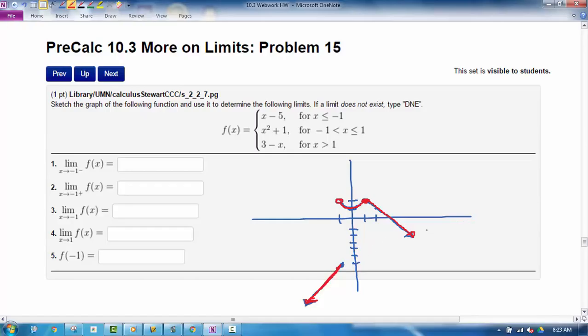So just keep, plug in points and think about what it looks like, and you get this graph, for me anyway. And so then as x approaches -1, from the left, we get -6. As x approaches -1 from the right, I get 2 here, right up here. And then as x approaches -1 overall, then that has to be undefined because they're two different numbers. As x approaches 1, though, that is defined because it's the same from the left and the right. It's approaching 2. And then f of -1 is -6 down here.